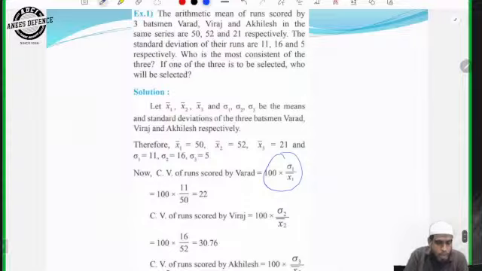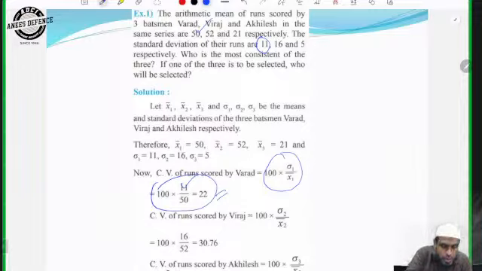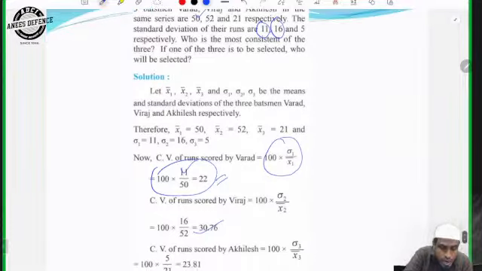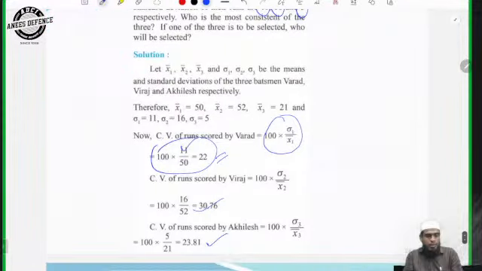So 100 into, first person 11. So 11 divided by mean 50. 100 into 11 by 50. You are getting 22. For the second person 100 into 16 by 52, 30.76. Third person 100 into 5 divided by 21. You are getting 23.82. So for the first person 22 is the coefficient of variation. Second person 30.76 and third person 23.81. So CV is less here. The value of CV is less here.